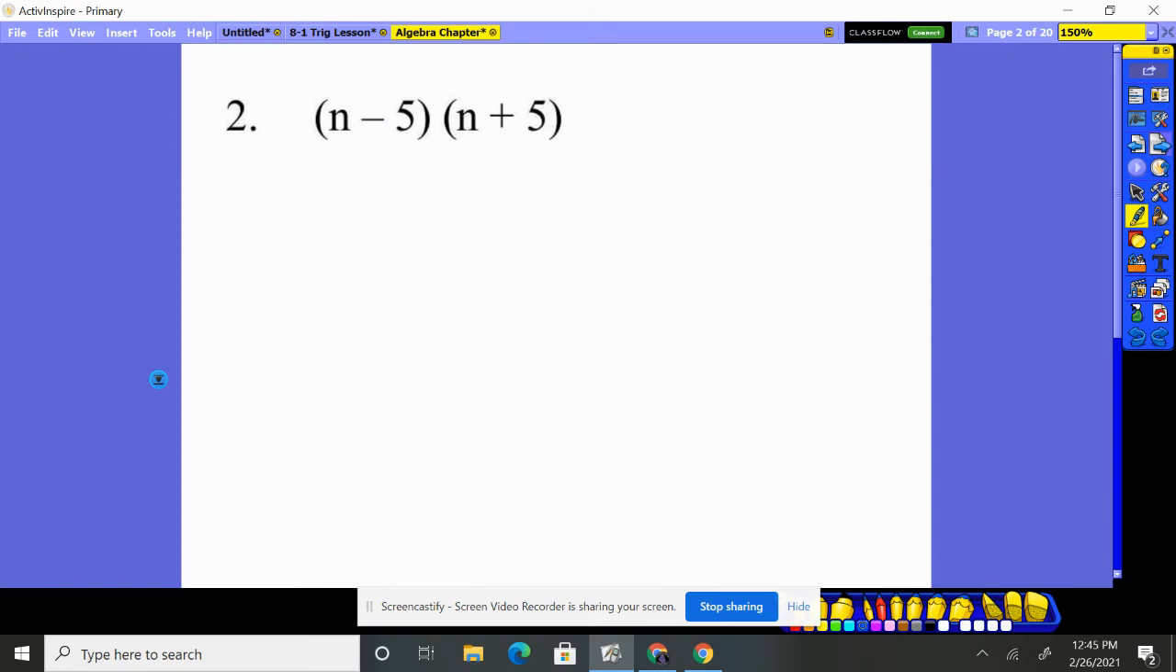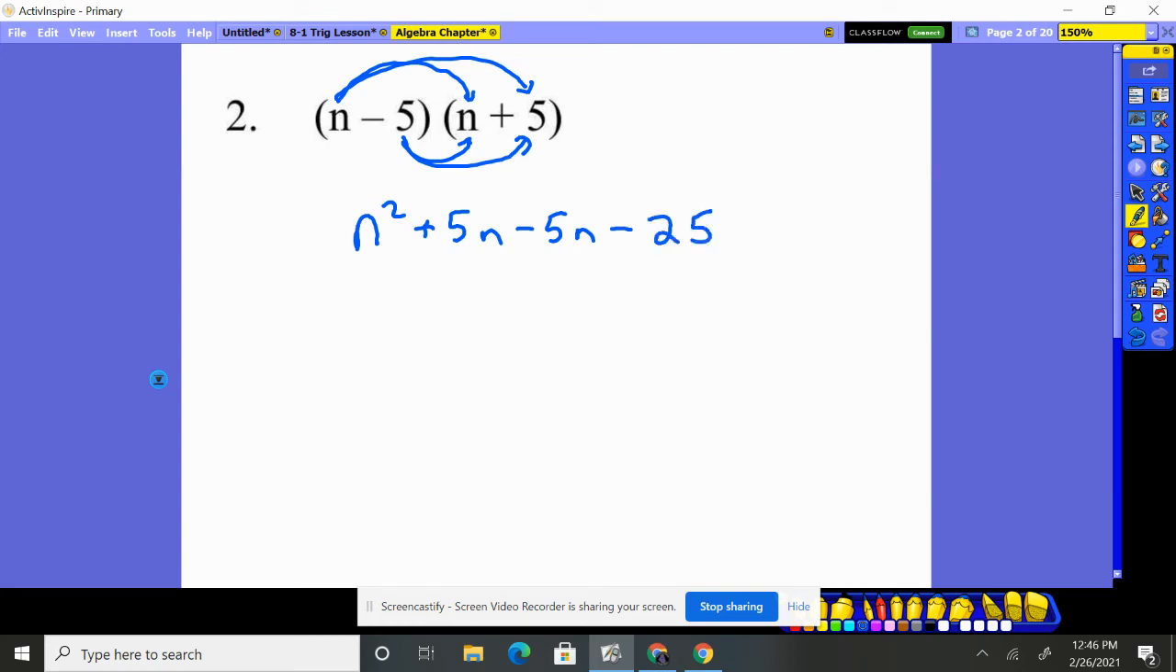Let's look at this guy. This is an interesting one. N times n is n squared. Now n times that 5 is 5n. We continue here, distribute through. That's minus 5n. And then negative 5 times positive 5 is subtract 25.